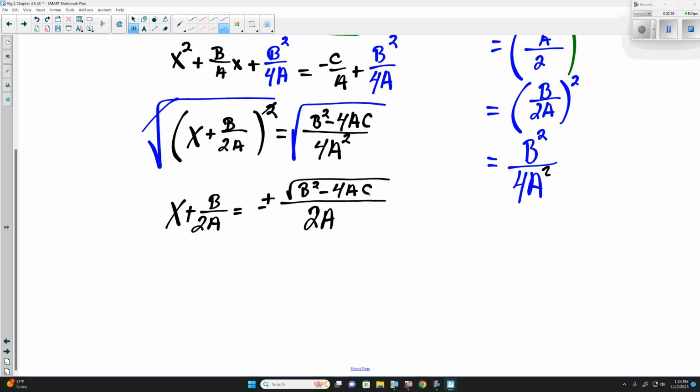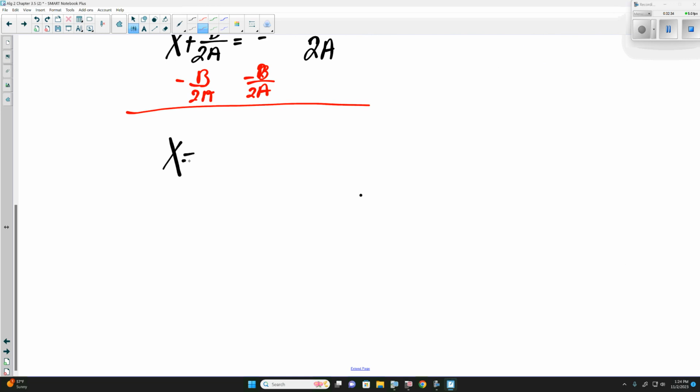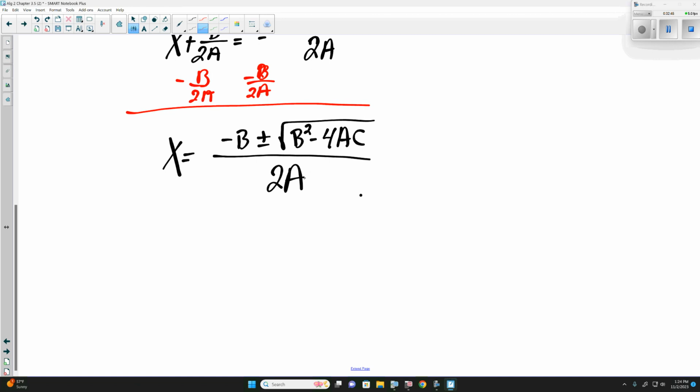In the numerator, we have the square root of b squared minus 4ac. The last step to getting x by itself is to subtract b over 2a from both sides. And that tells us x is equal to negative b plus or minus the square root of b squared minus 4ac, all over 2a. But did we ever set a value for a, b, and c?